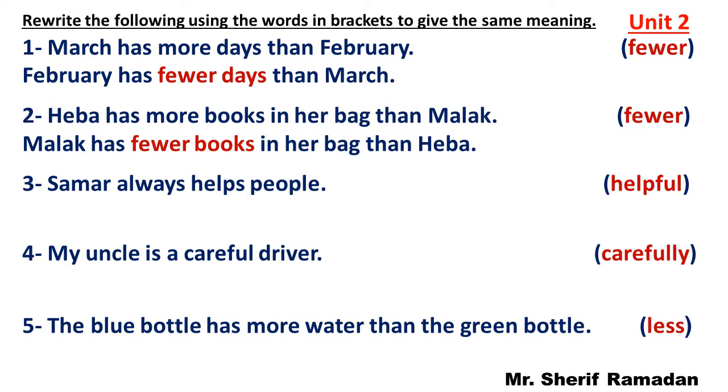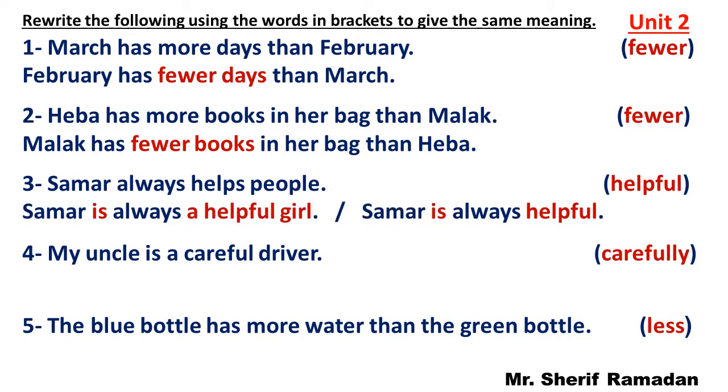Summer always helps people. summer دايما تساعد الناس. عايز استخدم كلمة helpful، عايز أوصف summer إنها معينة، بقول summer is always a helpful girl أو summer is always helpful. يعني لما أجي أوصف شخص دايما بستخدم verb to be على حسب السبجكت، على حسب الفعل الموجود عندي. كلمة summer يعني she يجي بعدها is.